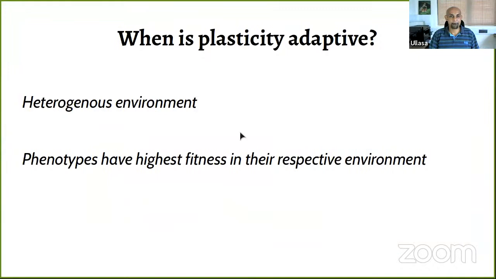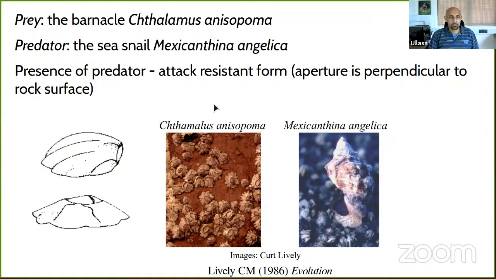I'll take you through a few more examples. This is a barnacle, an aquatic organism, and one of its predators is this snail. So in waters where the predators are present, these barnacles can sense the presence of their predators through chemical cues. Some chemicals released by these predators are sensed by these barnacles. And if the chemical cues are present, they develop into this morph.